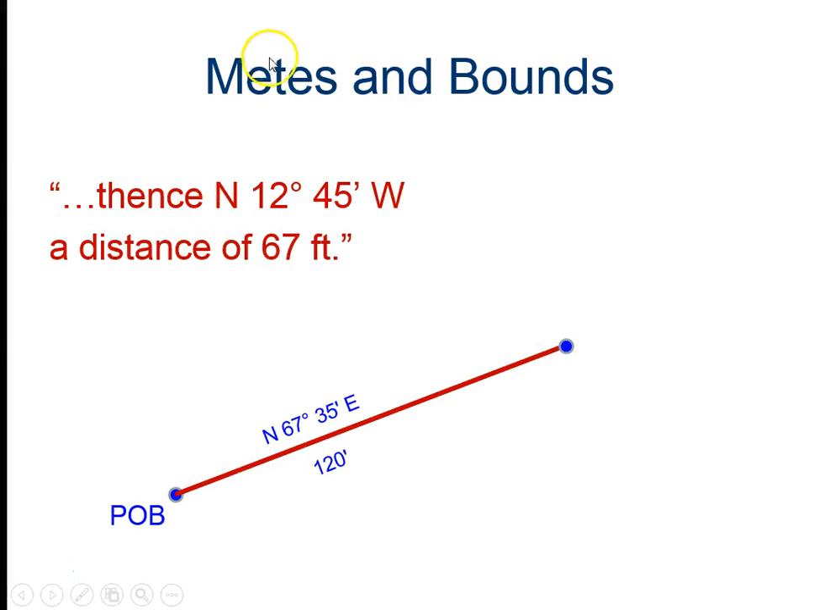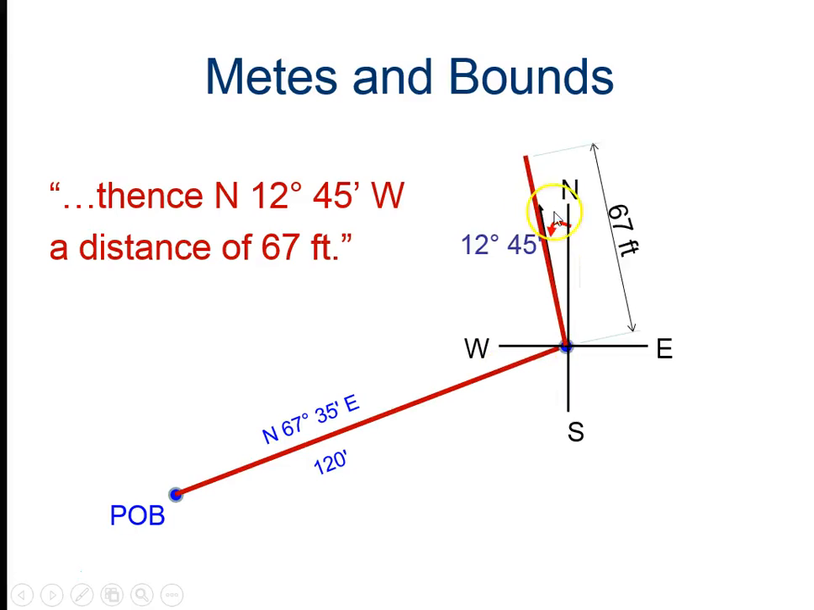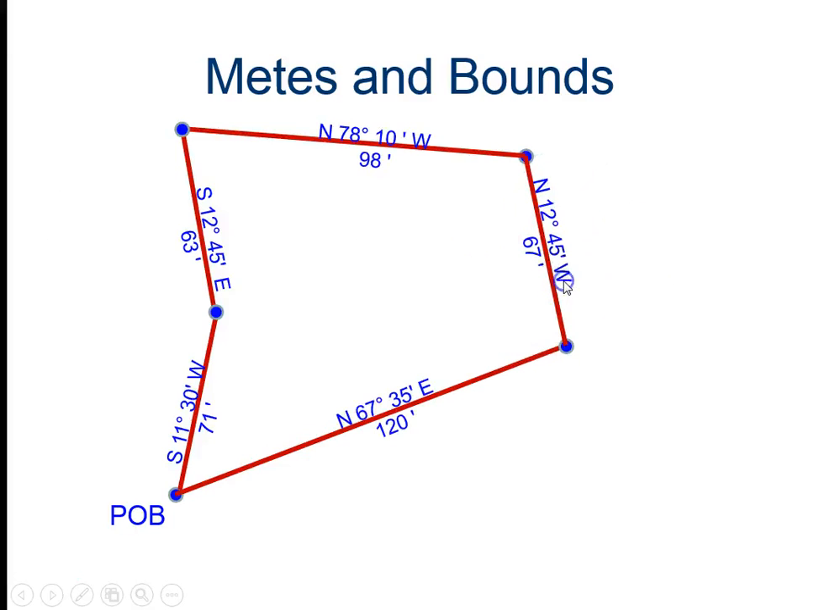Then our description would continue. Thence go north 12 degrees west for this distance. So we'd start, put another little compass here. North 12 degrees west would be about here. And we go 67 feet. We continue these descriptions around the whole property.